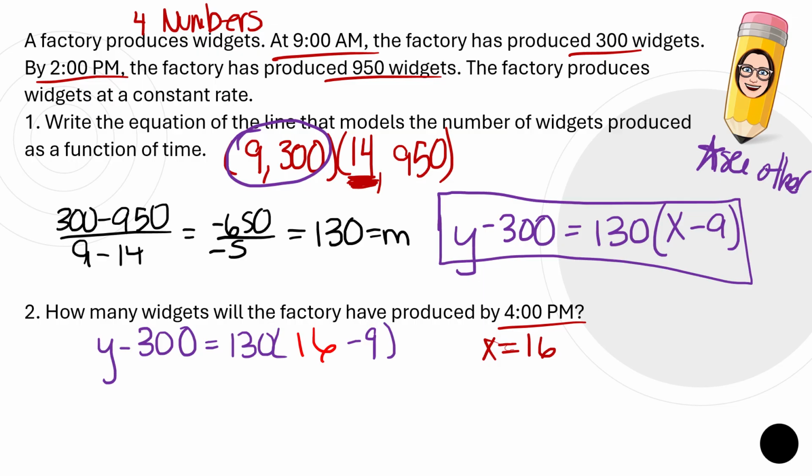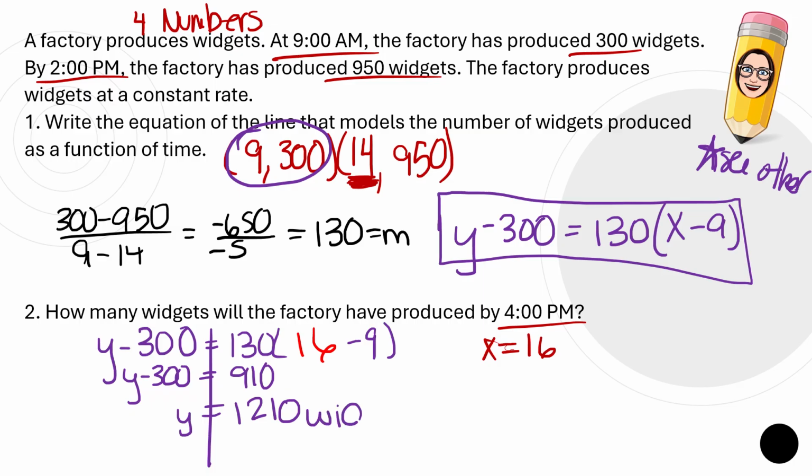All right, let's calculate. We have 16 minus 9, which is 7. We want to take 7 times 130, which is 910. And then to solve for y, we're going to add 300 over. So we're at 1,210. Well, let's fully answer the question. How many widgets will the factory have produced by 4 p.m.? 1,210 widgets. Use the same vocabulary.